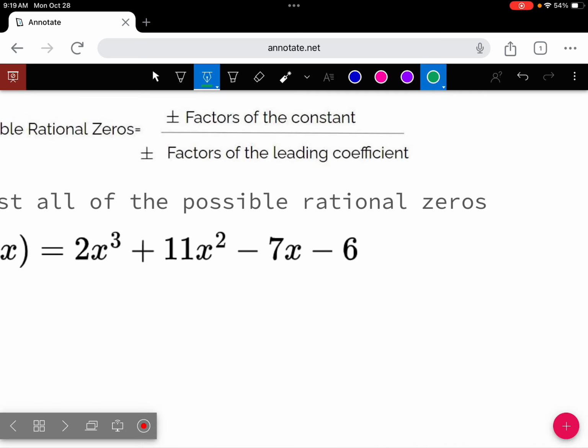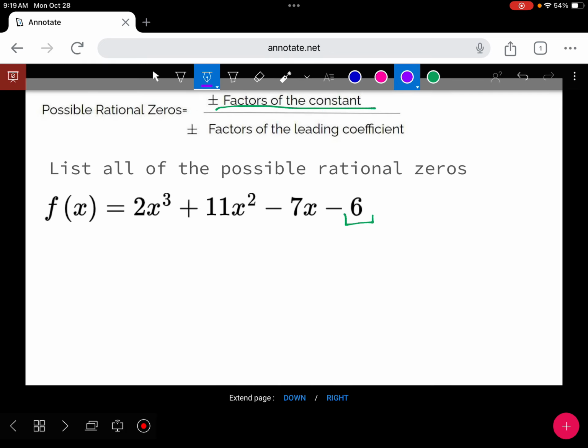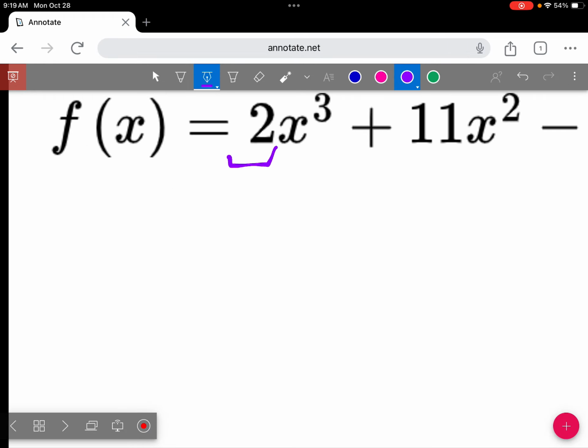So what we're going to do is find the factors of the constant. Our constant here is 6. And we're going to find factors of our leading coefficient. What's our leading coefficient? 2. So I'm going to start making a list of that. Factors of P. That is my constant, so in this case, it's factors of 6.